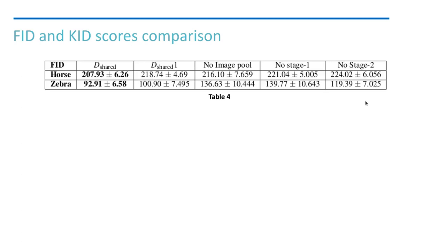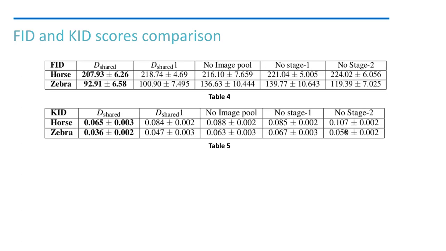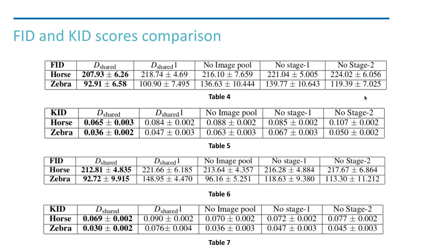All the metric scores have been compiled on the horse to zebra task, as it is a tougher task than the apples and oranges task. Table 4 and Table 5 show the results of FID and KID comparison trained on 128 by 128 size training images and tested on 256 by 256 size test images. Table 6 and Table 7 are results of FID and KID comparison, both trained and tested on 256 by 256 size images.